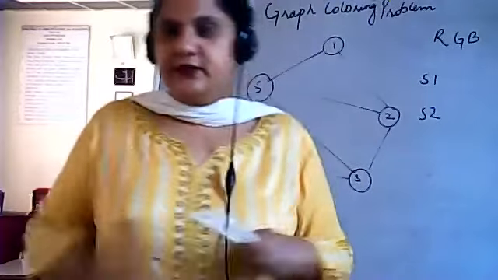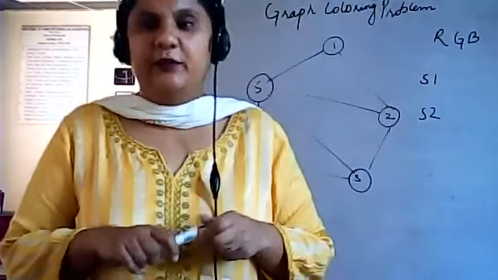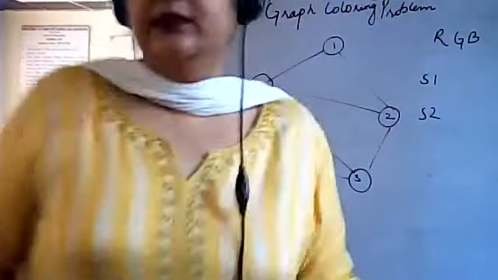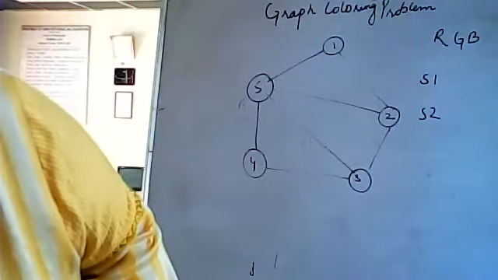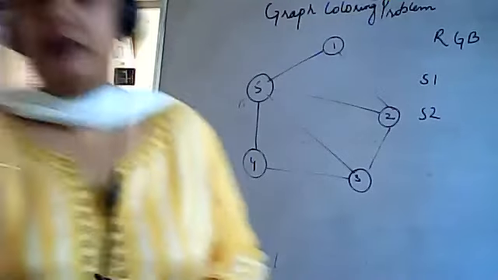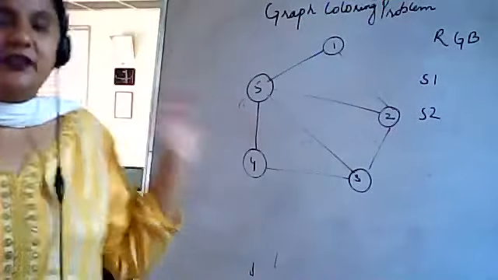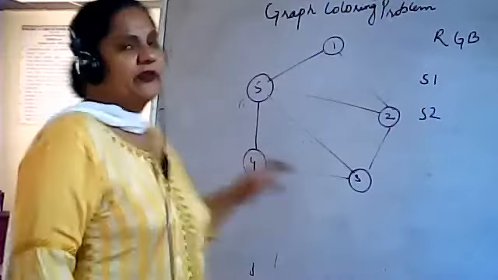So good morning, students. Today the topic is the graph coloring problem, and that we did previously. We started off with backtracking, and we did the Queen's problem. In a similar manner, we will do this graph coloring problem. Now, what is the graph coloring problem?